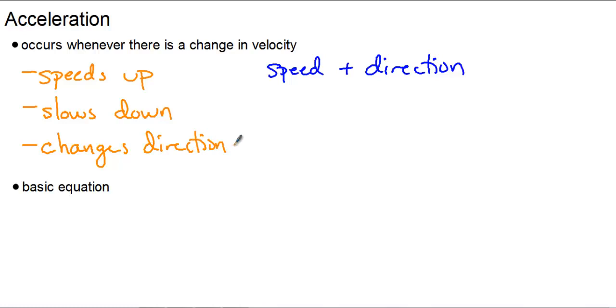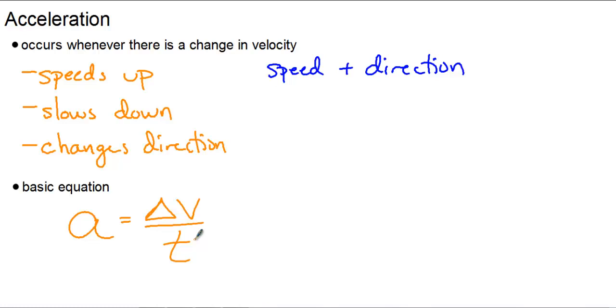Our basic equation for acceleration is going to be the change in an object's velocity over the time period in which it changes. This equation only applies when an object speeds up or slows down. Next unit, we'll discuss a special kind of acceleration called centripetal acceleration, which is acceleration that occurs when an object is only changing direction.